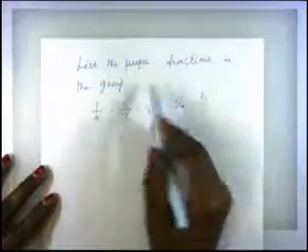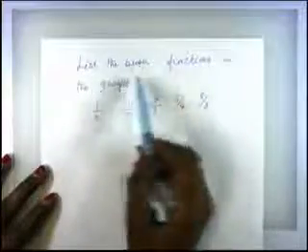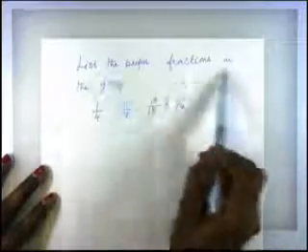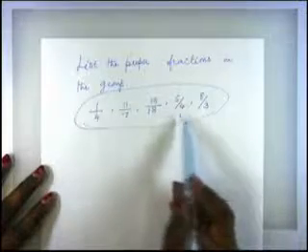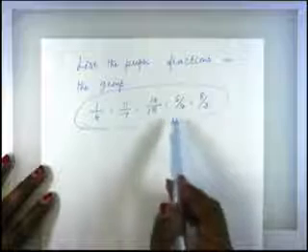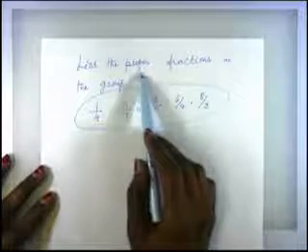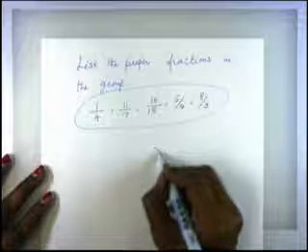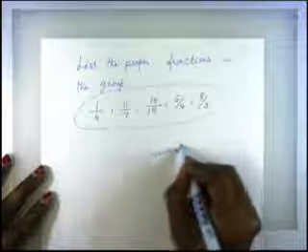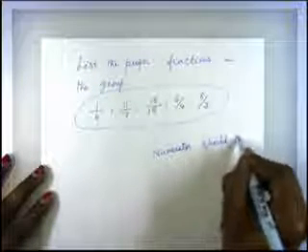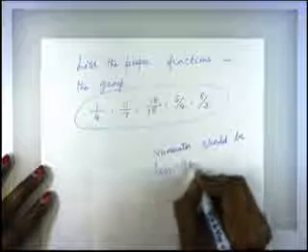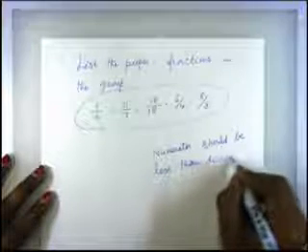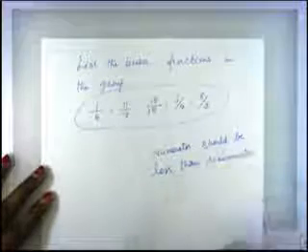Another one I wanted to show you next is the difference between a proper fraction and an improper fraction. Here, this is the problem. List the proper fractions in the group. There are some fractions given, and we need to find out which is the proper fraction. So how do we find the proper fraction? In a proper fraction, the numerator should be less than the denominator. That's the rule.